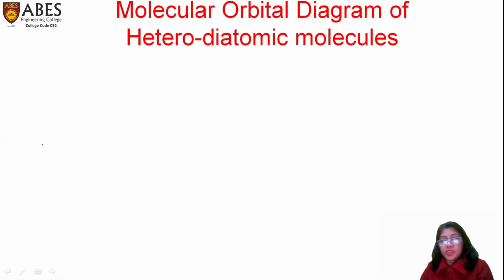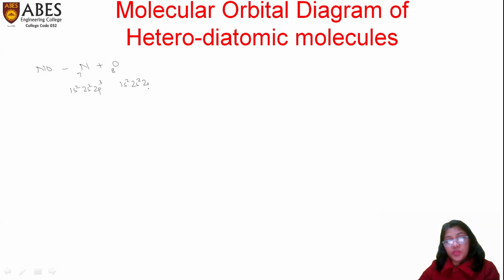While preparing the molecular orbital diagram for these molecules, for instance, we take the example of the NO molecule. There is a slight difference in the preparation of the molecular orbital diagram for heterodiatomic molecules. Here the two atoms are N and O. N has atomic number 7 and O has atomic number 8. Their configurations are 1s2, 2s2, 2p3 and 1s2, 2s2, 2p4. For the NO molecule, the total number of electrons is 15, which is greater than 14, so it will follow type 2.